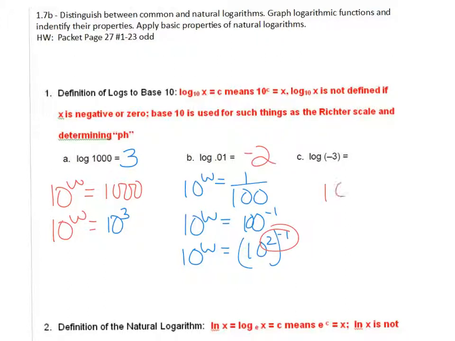And then 10 to what power is -3? Well, we can't make -3 into a base of 10. Well, we could use our calculator to evaluate this because there is a log button, or we could look up here. It's not defined if x is negative. This is negative. So there is no answer, does not exist.